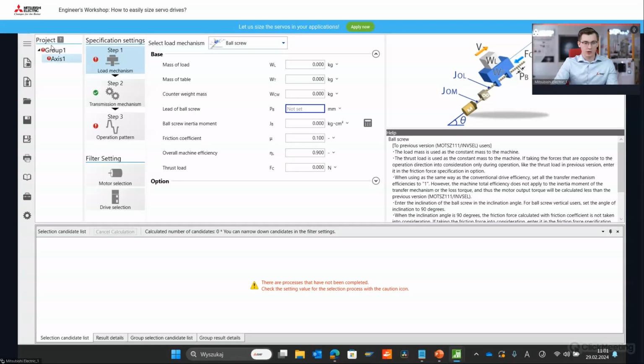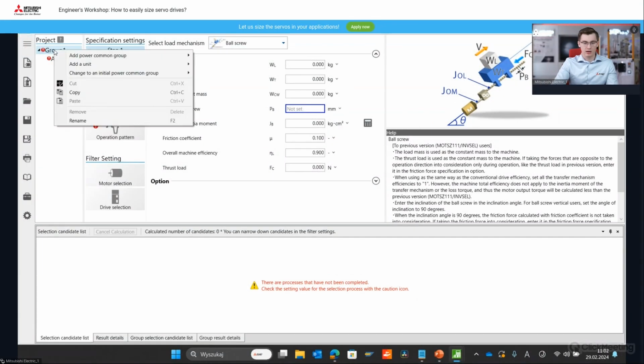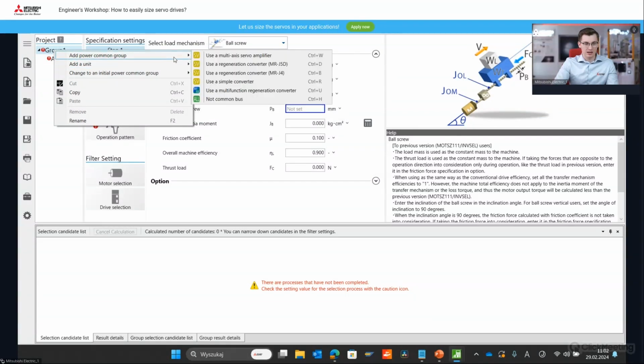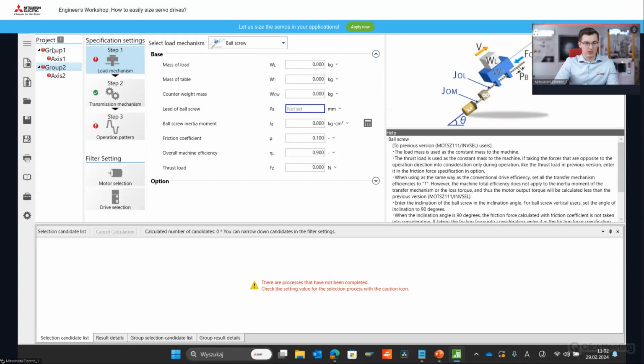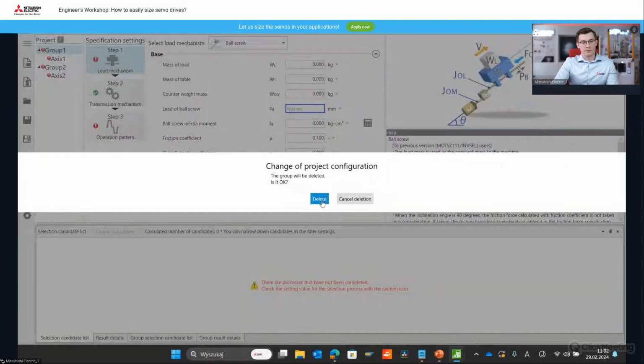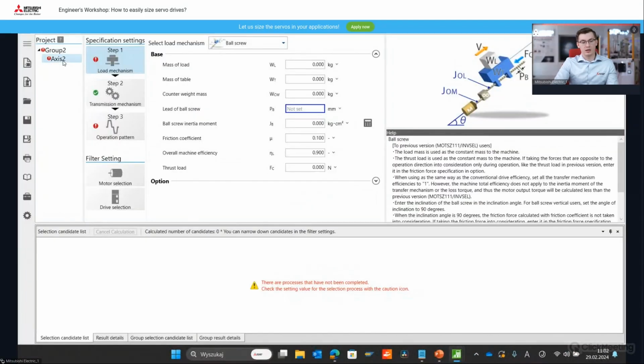In this project, when you go to group 1 and click the right button, you will change it to add a power common group and use a multi-axis servo amplifier. Okay, so I will delete the first group. So group 1. Firstly, we will size the horizontal axis. The first one I will call X1.